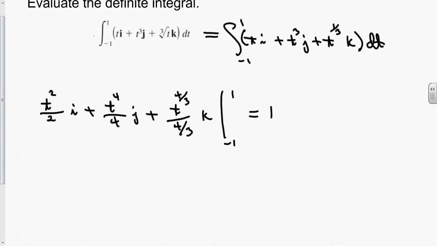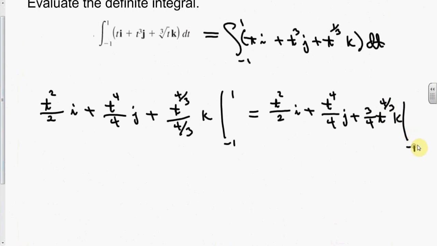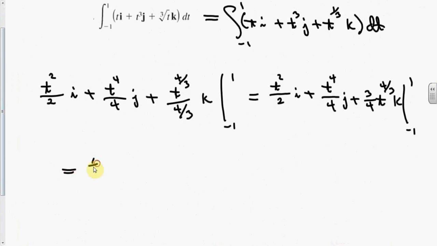Just simplify this one more time, that third part in particular. So this is t squared over 2 i plus t to the 4th over 4 j plus 3 over 4 times t to the 4/3 k, evaluated from -1 to 1. So we first evaluate at 1. So we get 1/2 i plus 1/4 j plus 3 over 4 k.